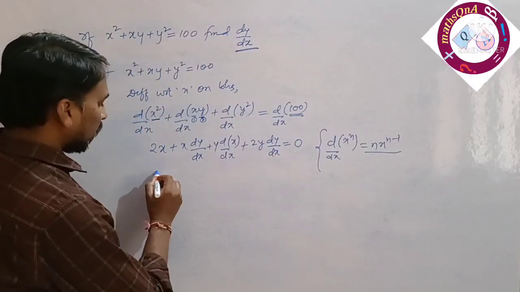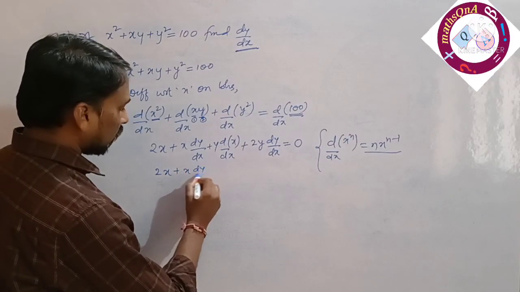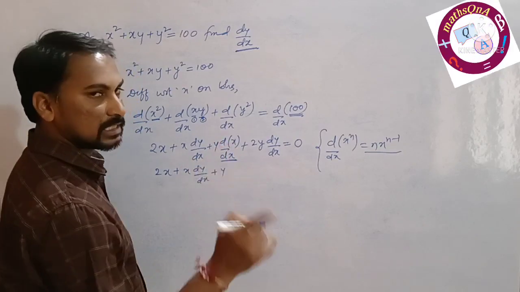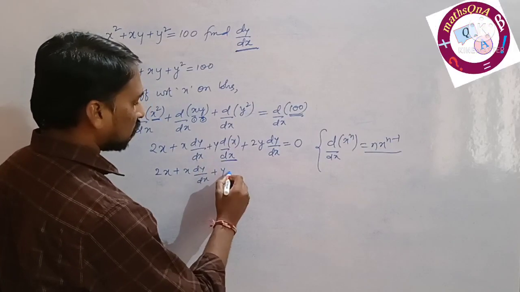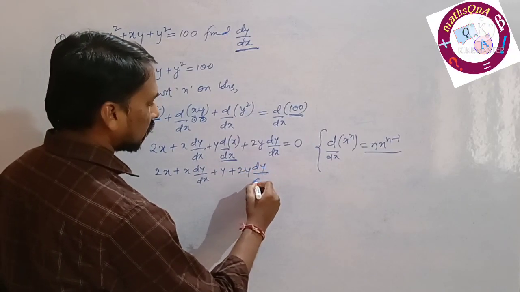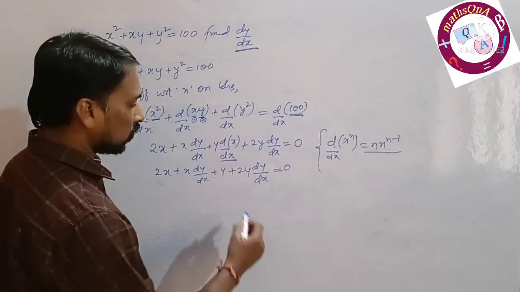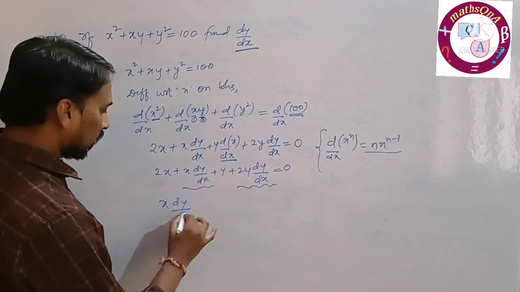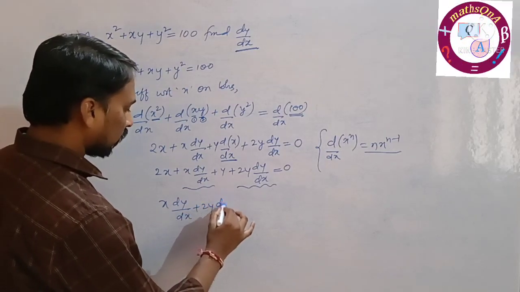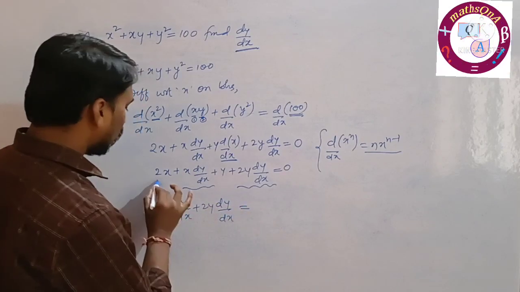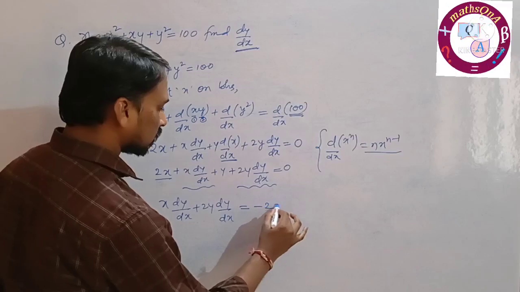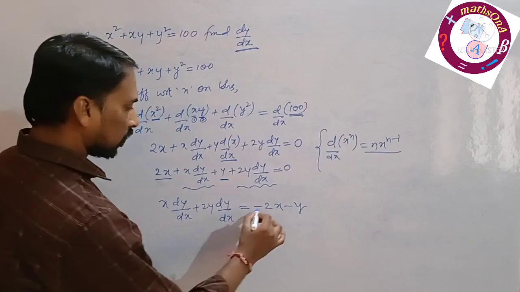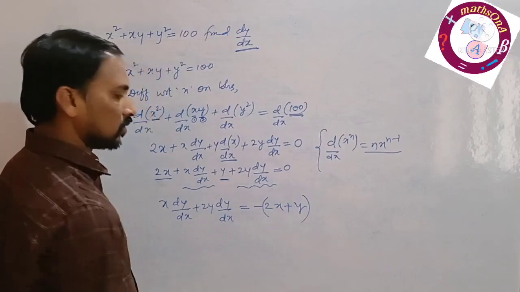Okay, now simplify: 2x plus x into dy by dx plus y into 1, because dx by dx itself divides and that value is 1. 1 into y is y, plus 2y dy by dx is equal to 0. Now take the dy by dx terms to one side. So x dy by dx plus 2y dy by dx is equal to minus 2x, and the plus y becomes minus y. Now take the common minus, and it becomes minus of 2x plus y.